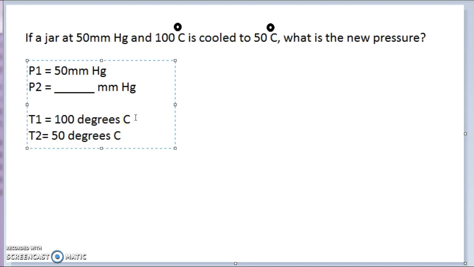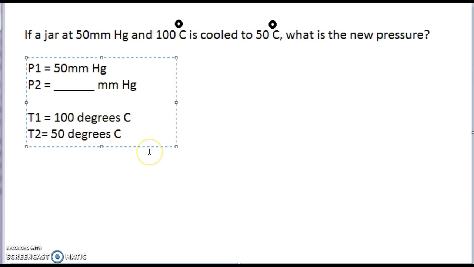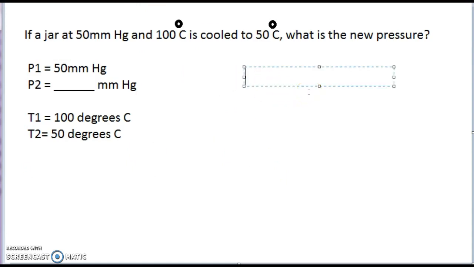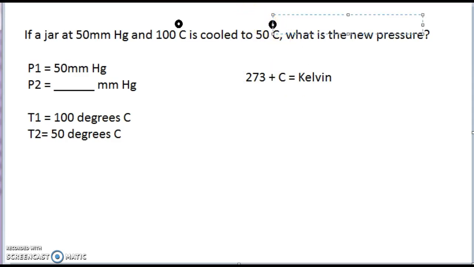Except, what is wrong? We need to have our temperature in what? Kelvin. So to change from Celsius to Kelvin, and I give you permission to add this part onto your cheat sheet for the gases, I want you to write 273 plus degrees C equals Kelvin. All right, so add that to your cheat sheet so that you always have it.